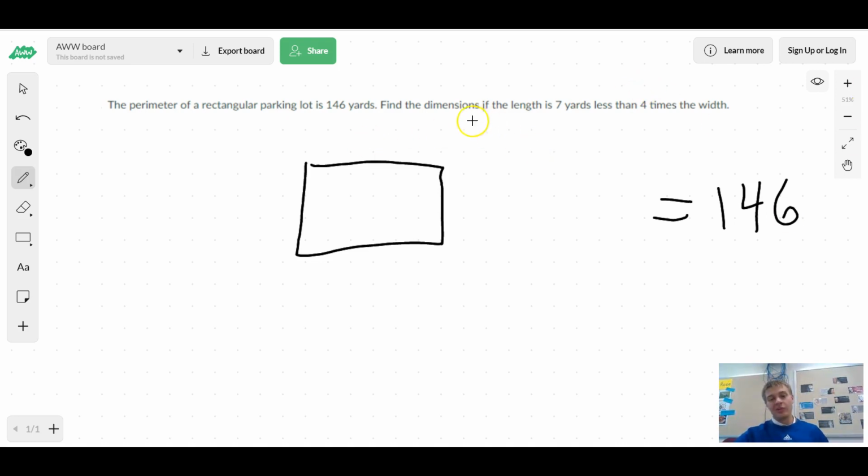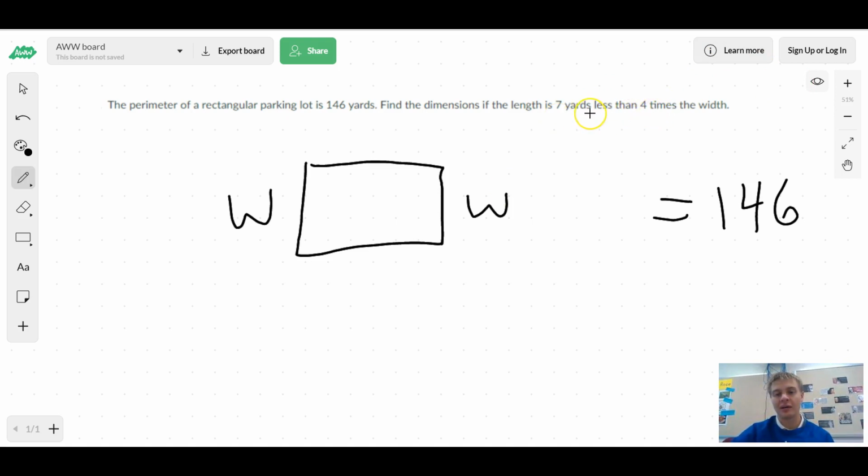Well, now they want us to find the dimensions of this rectangle. And so they say 7 yards less than 4 times the width. When you do this, you should go, what is the width? When I read that, I don't know what the width is, but I know it's a number. And anytime you know something's a number, but you don't know what it is, you use a variable. So we're going to say the width is W. Now, I don't know this other side, but that's the same, so we'll make that W also. Now we do know what the length is.